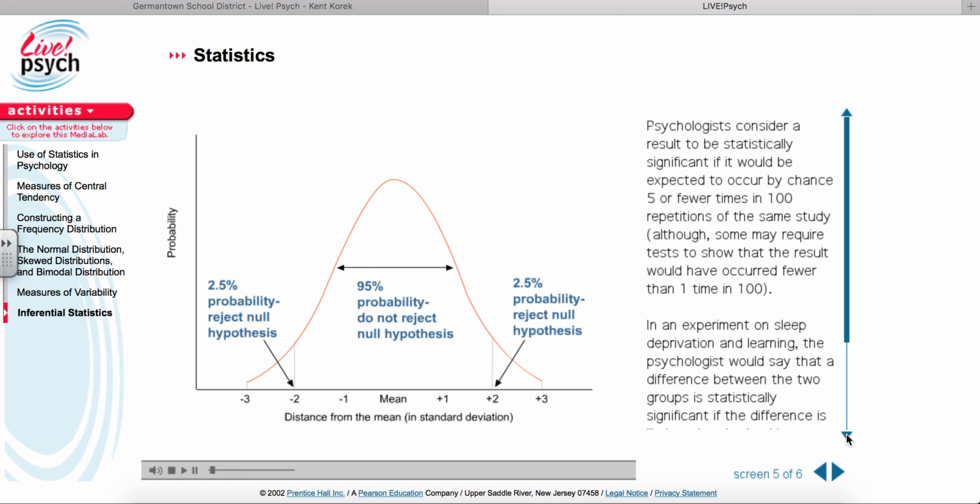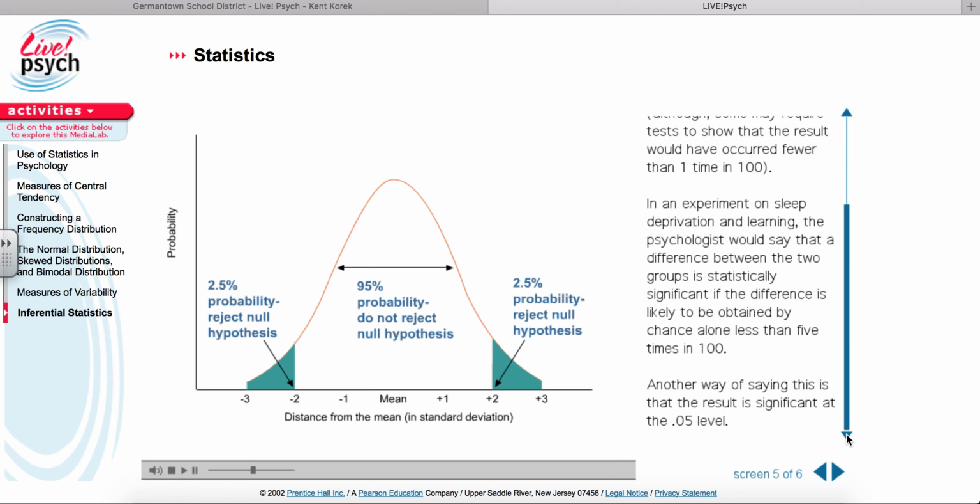Psychologists consider a result to be statistically significant if it would be expected to occur by chance 5 or fewer times in 100 repetitions of the same study, although some may require tests to show that the result would have occurred fewer than 1 time in 100. In an experiment on sleep deprivation and learning, the psychologist would say that a difference between the two groups is statistically significant if the difference is likely to be obtained by chance alone less than 5 times in 100. Another way of saying this is that the result is significant at the 0.05 level.